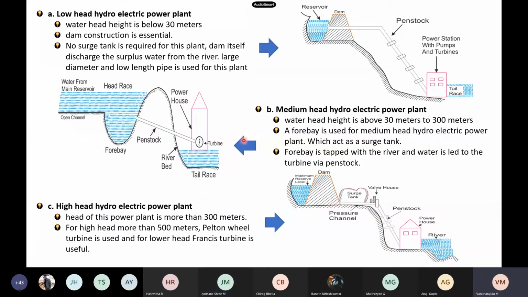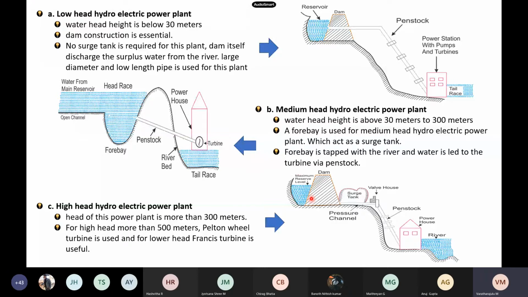Here in the medium head hydroelectric power plant, a forebay is used for a medium head, which is tapped from a river, and water is led to the turbine via the penstock. Here also there is no need to provide a surge tank. When the height is beyond 300 meters, we need to provide a surge tank. This is the high head hydroelectric power plant, which we detailed during the last class.